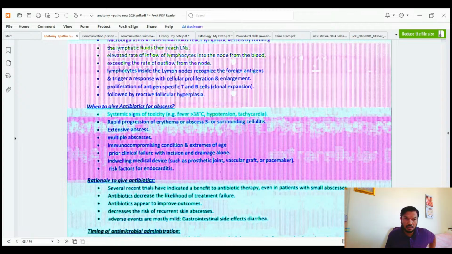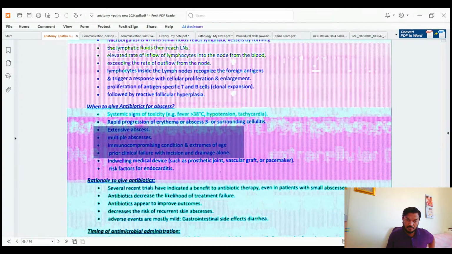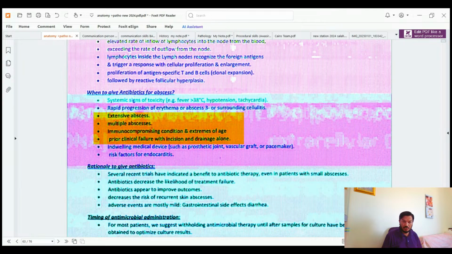Going to give antibiotics. Rapid progression of the erythema or abscess, surrounding cellulitis, extensive abscess, multiple abscesses, immunocompromised status, extremes of age, prior clinical failure with incision and drainage alone, and indwelling medical devices such as prosthetic joints, vascular grafts, pacemakers, or risk of endocarditis are rational indications to give antibiotics.